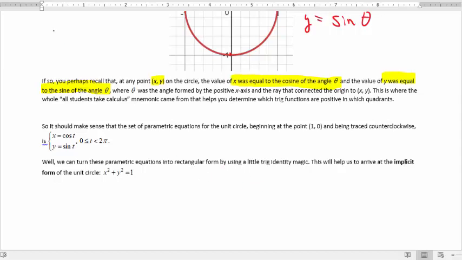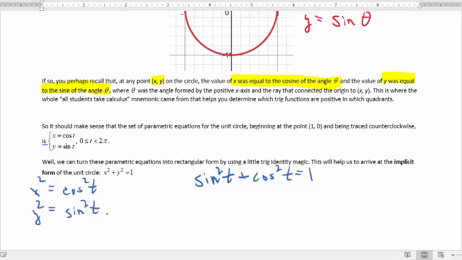We actually have this nifty Pythagorean identity that says the sine squared of t plus the cosine squared of t is 1. And that's always true, regardless of the value of t. Therefore, if x equals cosine t, and we square both sides, we get x squared equals cosine squared of t. And if we square both sides of y equals sine t, we have y squared equals the sine squared of t.